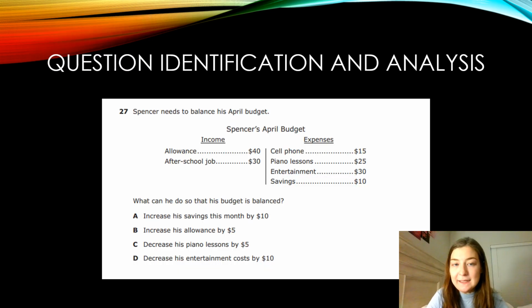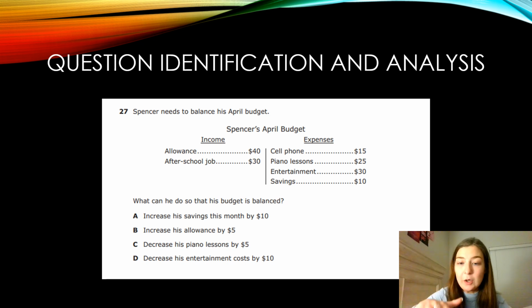The question that I identified as needing extensive cultural background knowledge, as well as challenging emergent bilinguals or English learners linguistically, was number 27 from the 5th grade Math STAR test. In this question, it says Spencer needs to balance his April budget. Under the income column, you can see that it lists allowance and his after school job. And then under the expenses column, it says cell phone, piano lessons, entertainment, and savings.